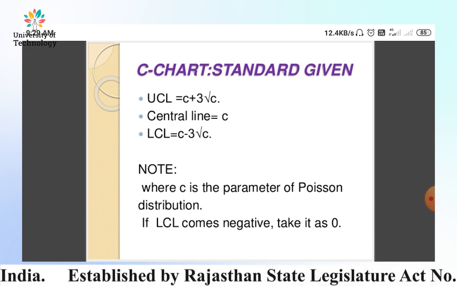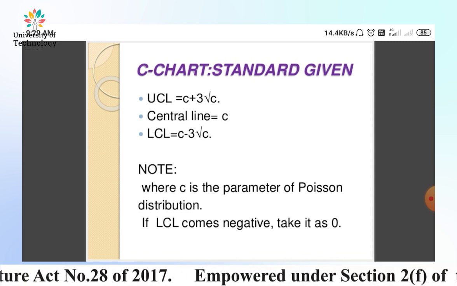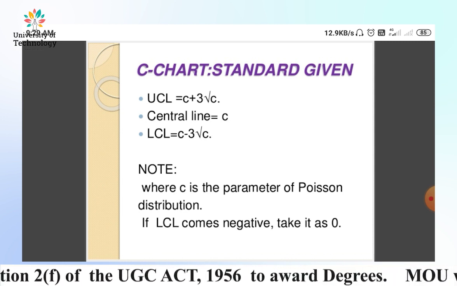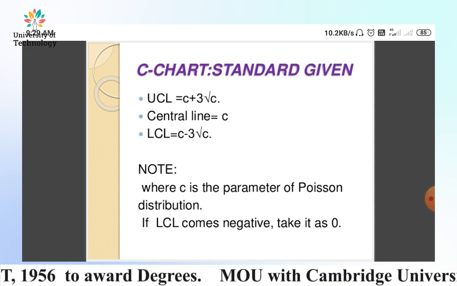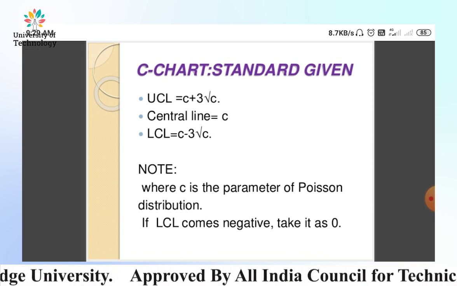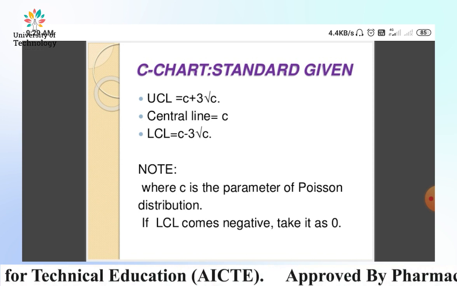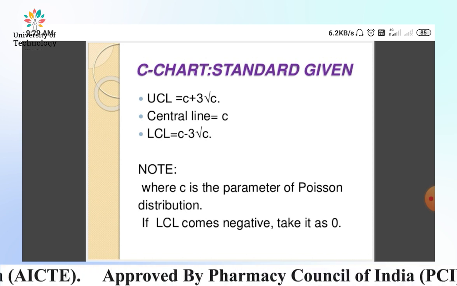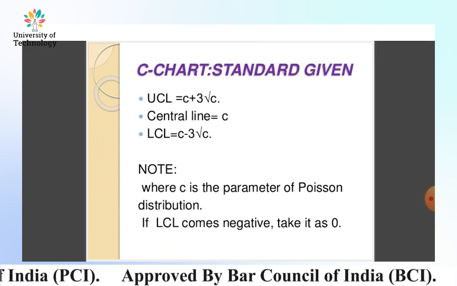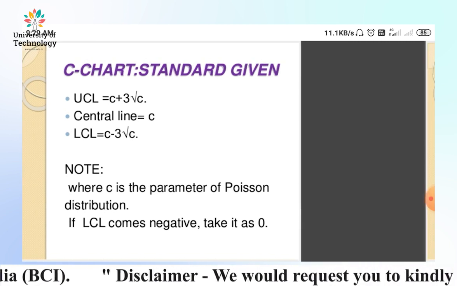C chart when the standard is given. First of all, we have to determine the UCL. The formula for the UCL is equal to C plus 3 root C, where C is the central line. The lower control limit, LCL, is equal to C minus 3 root C. Note that C is the parameter of the Poisson distribution. If the lower control limit comes out negative, take it as 0.